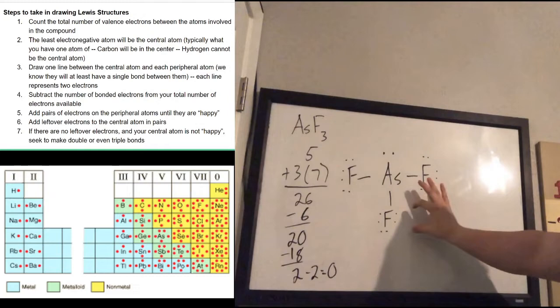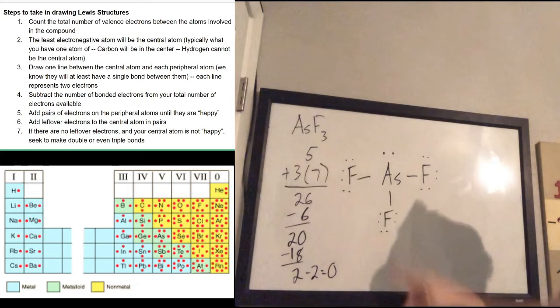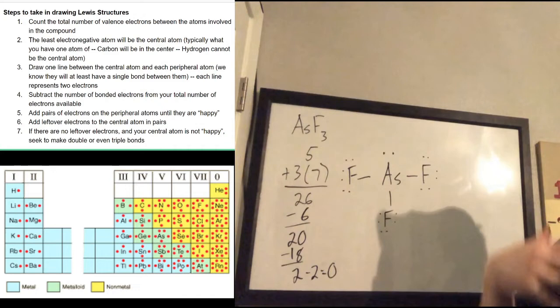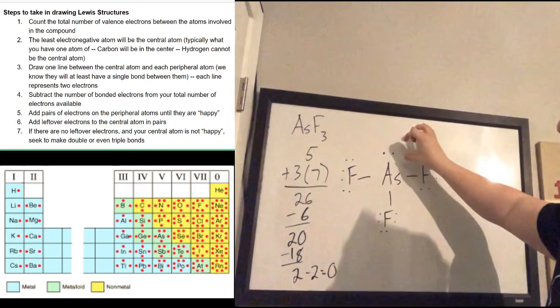All of your fluorines have 6 dots and 1 line, a grand total of 8 valence electrons, and your arsenic has 3 lines and 1 pair of electrons. And these are called lone pairs. The pairs of electrons located around your atom are called lone pairs, electrons that are sort of existing on their own. And most of the time we focus in on the lone pairs that are on the central atom. Either way, that is AsF3. And our last example in this batch of problems is SO3, sulfur trioxide.